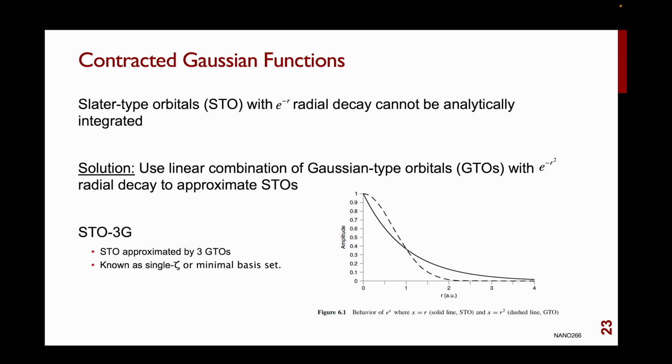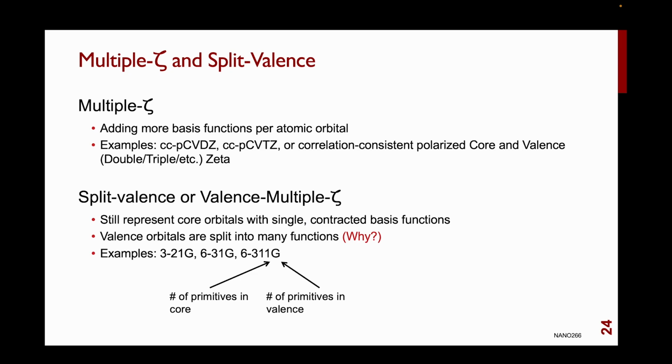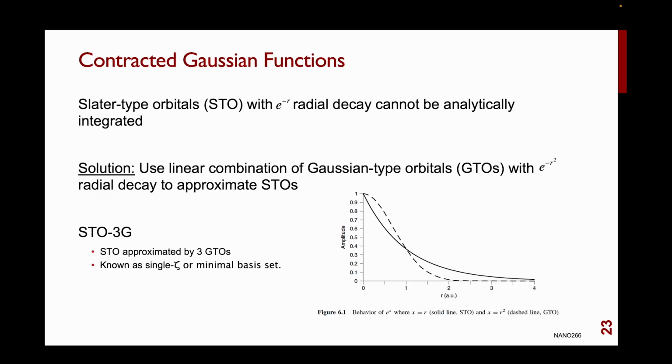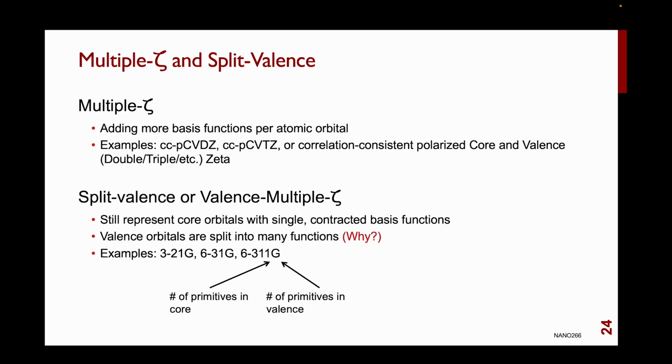Okay. And the advantage of the Gaussian type orbitals is, of course, that they are numerically more efficient and they can be analytically integrated. Now, usually you can't just use the STO3G, so it is very rare that you just use the STO3G basis set for your numerical simulations. More often than not, you will actually have to go to multiple zeta or even split valence type orbitals. Multiple zeta just simply means that you are increasing the number of basis functions per atomic orbital.